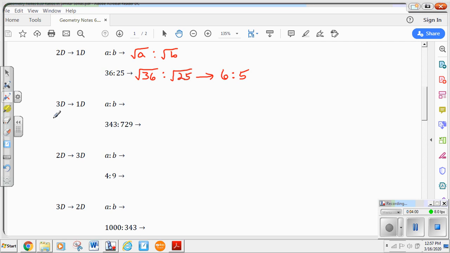If you start with 3 dimensions and want to know the 1-dimensional ratio, from 3 to 1, you cube root the ratio. So A to B will become the cube root of A to the cube root of B. So a 3-dimensional ratio of 343 to 729, the 1-dimensional ratio would be the cube root of 343 to the cube root of 729. The cube root of 343 is 7, the cube root of 729 is 9. So the 1-dimensional ratio will be 7 to 9.